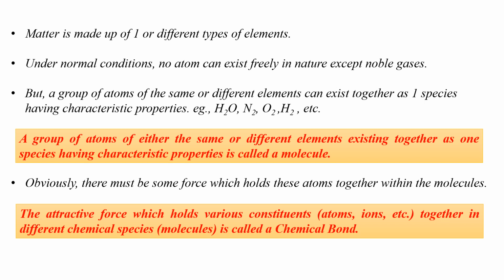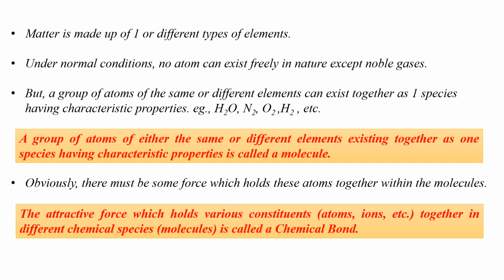Clear? Now look at nitrogen. Here you can see two atoms of nitrogen. They are atoms of the same element. They are existing together as one species and nitrogen has its own characteristic properties. Clear? So how can we define a molecule? A group of atoms of either the same or different elements existing together as one species having characteristic properties is called a molecule. Obviously, there must be some force which holds these atoms together within the molecules.